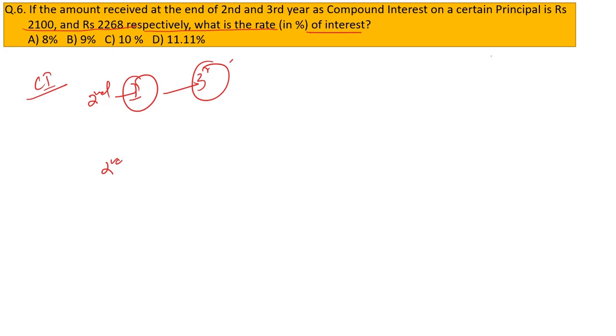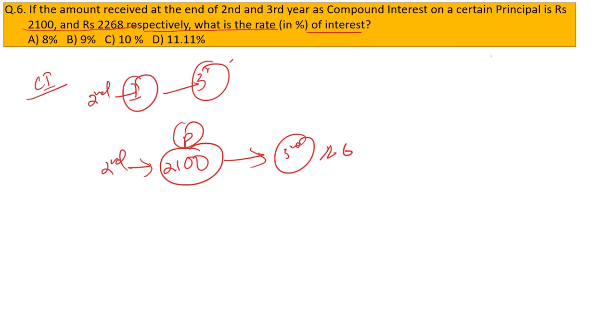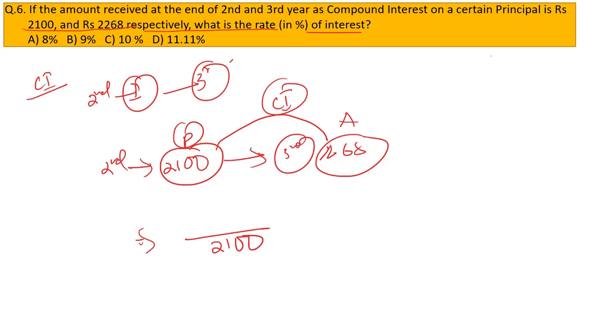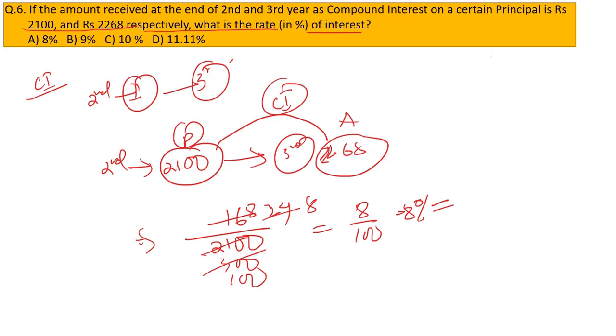So we have the second year amount as 2100, and this one will be the principal. And for the third year, the amount is 2268. This one will be the amount, so the difference between them is compound interest. So we have principal 2100, and the difference between them, the compound interest, is 168. So we have 168 by 2100, which is 8 by 100, therefore 8%. Hence, option A is the correct answer.